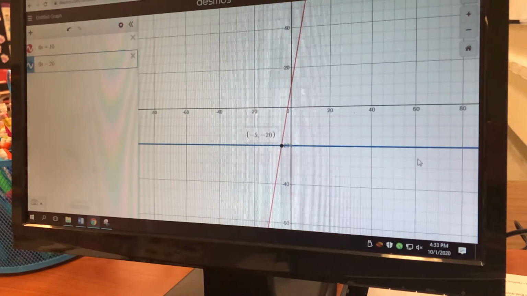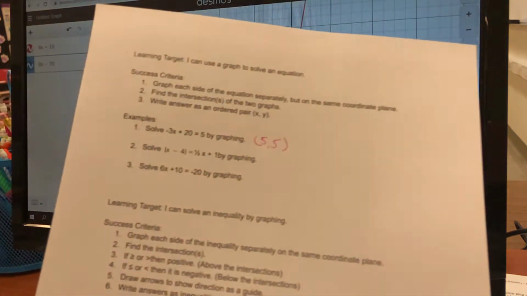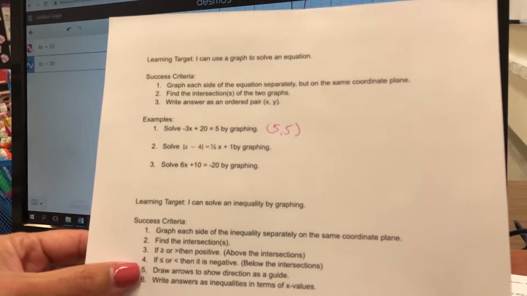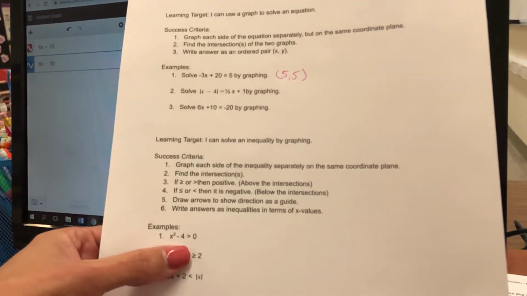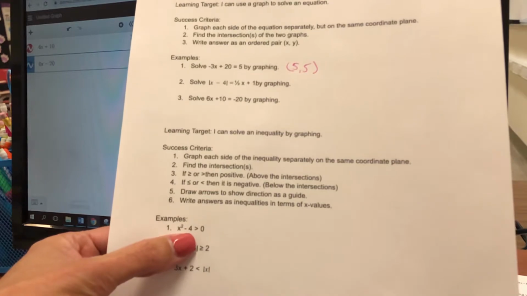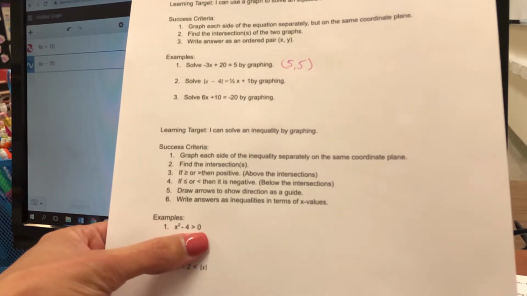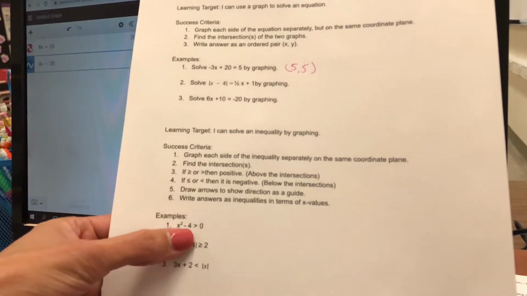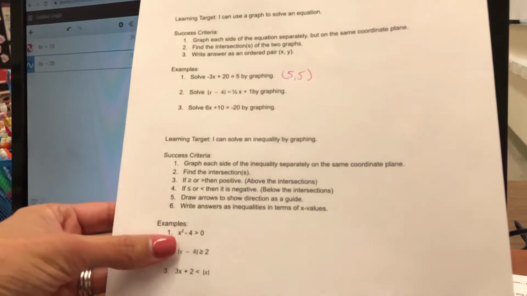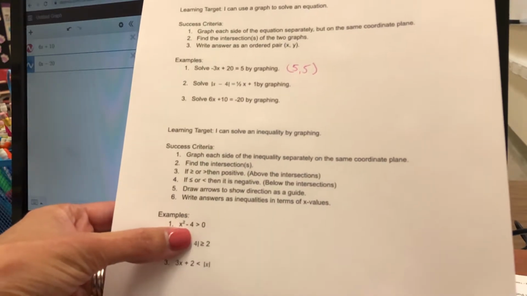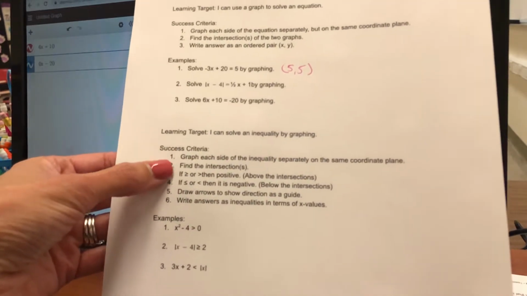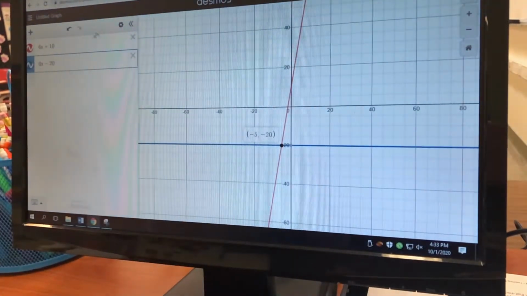Okay, let's move on to solving an inequality by graphing. That's our second learning target: I can solve an inequality by graphing. Again, I've got the success criteria typed up for you. We're going to go through this one: x squared minus 4 greater than 0. Same thing. We're going to graph each side of the inequality just like we did with the equation, separately, but on the same coordinate plane, and then find the intersection. So the first two steps are the same as what we just did.